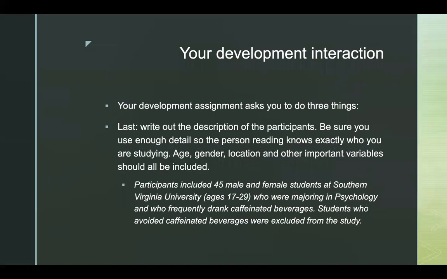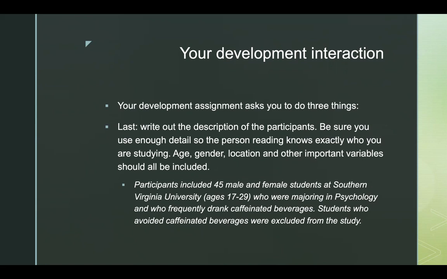And then finally, you're going to write out the description of the participants. Here, you want to make sure you've got plenty of detail so that the person who's reading this knows exactly who it is that you're studying, so that if they want to replicate it or understand it better, they know exactly what you're talking about. So if you're saying women, I don't really know what that means other than that they're women. Is it young women, old women, all kinds of women, women who live in the mountains, women who love to shop? I don't know. Tell me about the women. So include all those details.